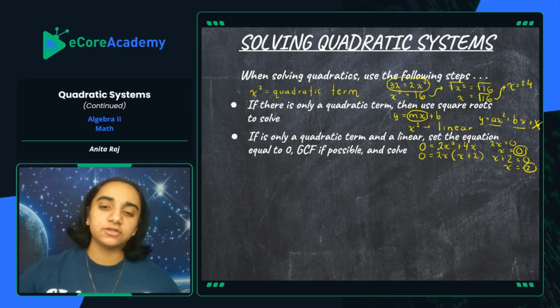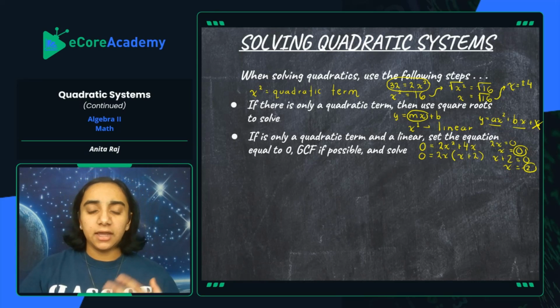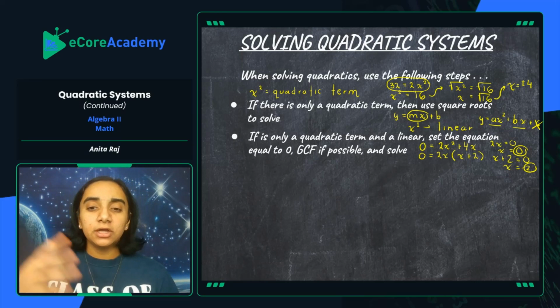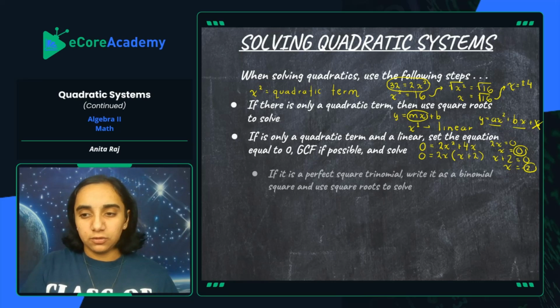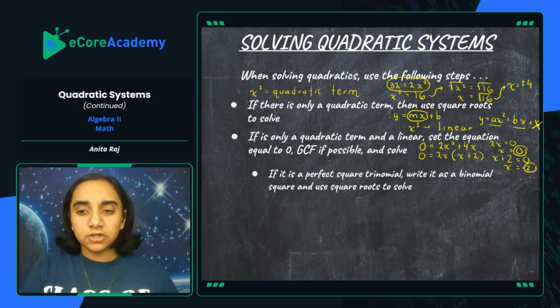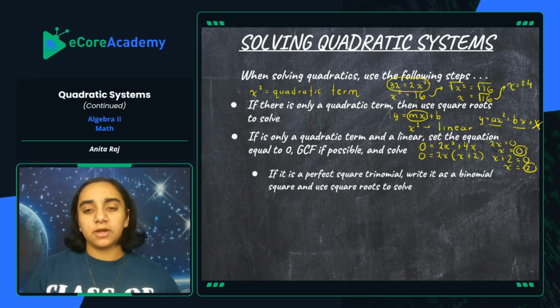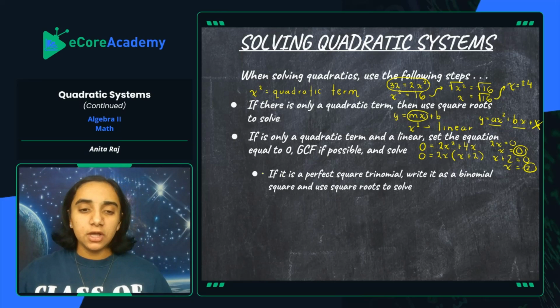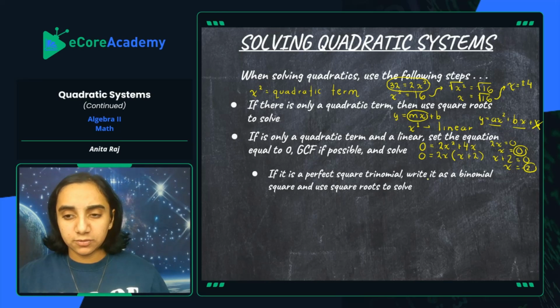So that's how you would solve a situation where you had a quadratic term and a linear term. You would try your best to set it equal to 0, GCF if possible, and then you would solve it normally. If it is a perfect square trinomial, write it as a binomial square and use square roots to solve. So reminder, this is a perfect square trinomial.